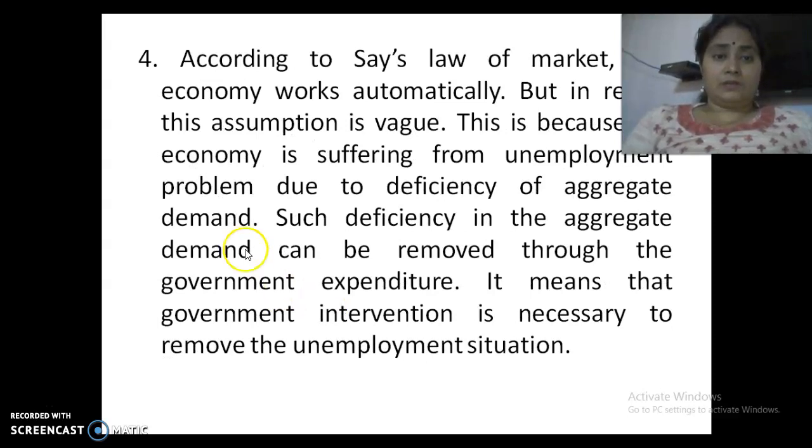Next, another criticism is that according to Say's law of market, the economy works automatically. But in reality, this assumption is false. This is because the economy is suffering from unemployment problem due to deficiency of aggregate demand. Such deficiency in aggregate demand can be removed through government expenditure. It means that government intervention is necessary to remove unemployment. Government has to intervene to remove the unemployment problem in the economy, which arises due to deficiency of aggregate demand.